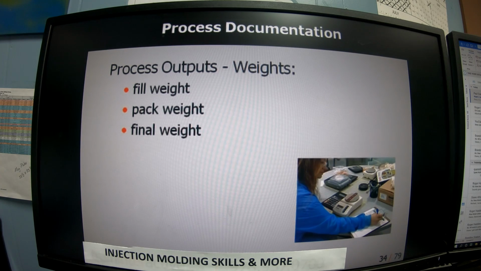Always ensure that you document the weight of the part. This documentation should take place after fill, after packing, and after the hold is complete. You should always conduct a part weight study to determine when gate seal actually takes place. This will ensure that you're using the appropriate hold time.